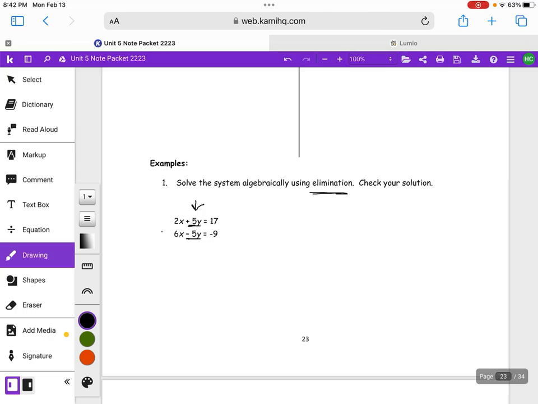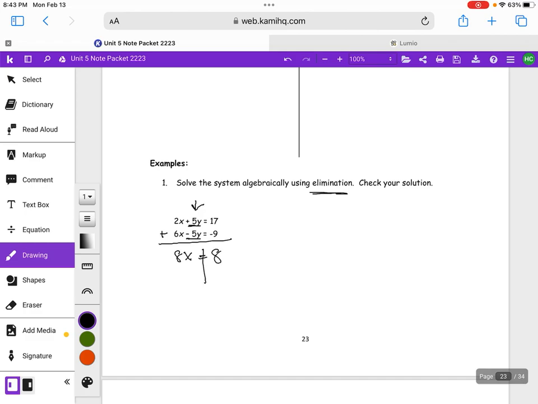So what we're going to do is add those 2 equations together. A 2x plus a 6x gives me an 8x. A +5y and a -5y cancel. That would be 0, and that will be equal to 17 minus 9, which is 8.